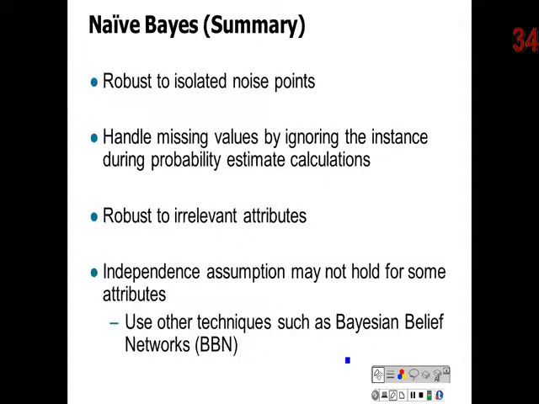So as a summary, naive Bayes is considered very robust to isolated noise points. That's why it's considered very good for data that might have a lot of noise. It handles missing values by ignoring the instance during probability estimate calculations. It is robust to irrelevant attributes. However, the independence assumption may not hold for some attributes. With naive Bayes, this is always a basic assumption.